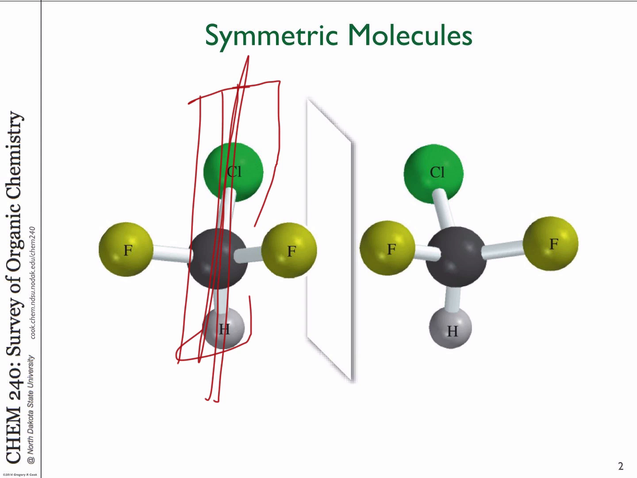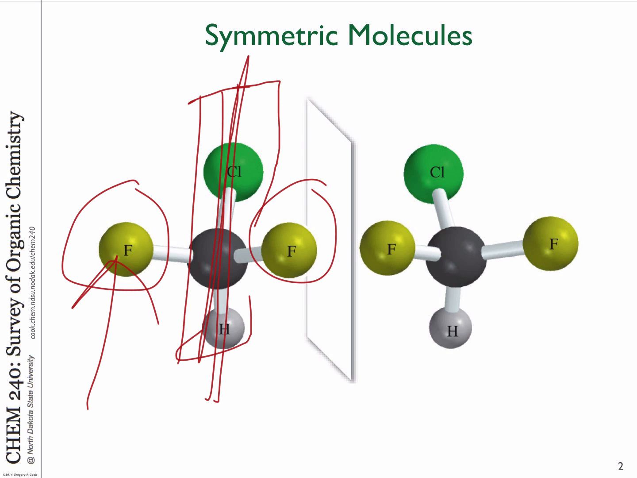Now, this happens when you have at least 2 or more of the same group on a carbon atom. That fluorine happens to be the same as that fluorine. But what if one of these fluorines was something else?